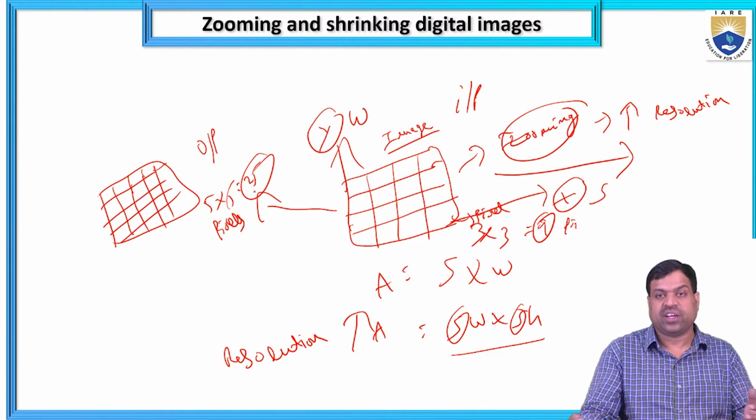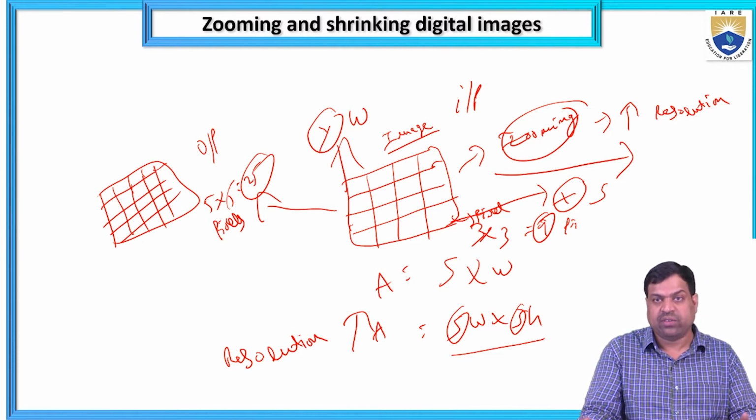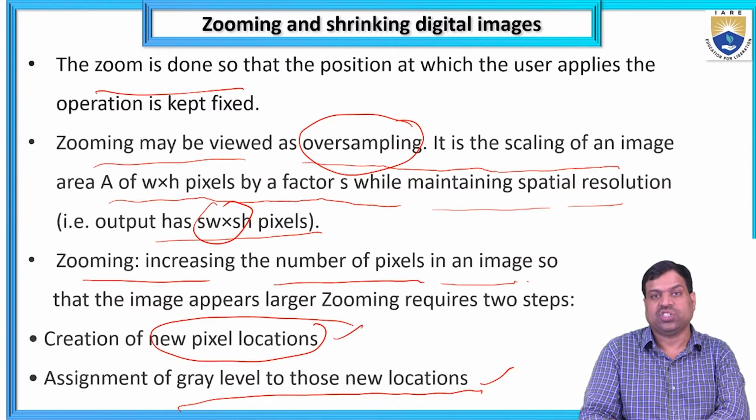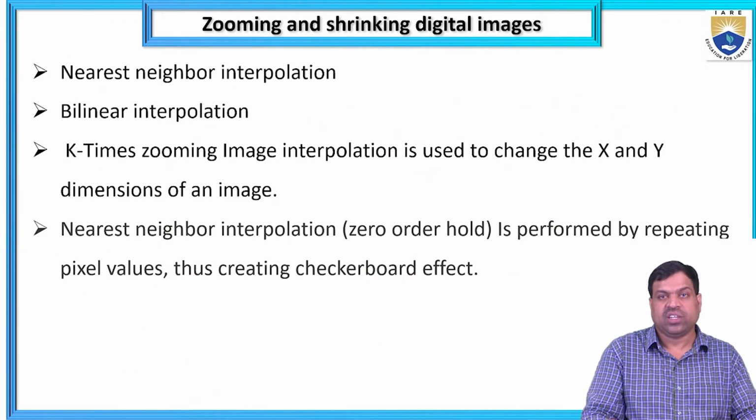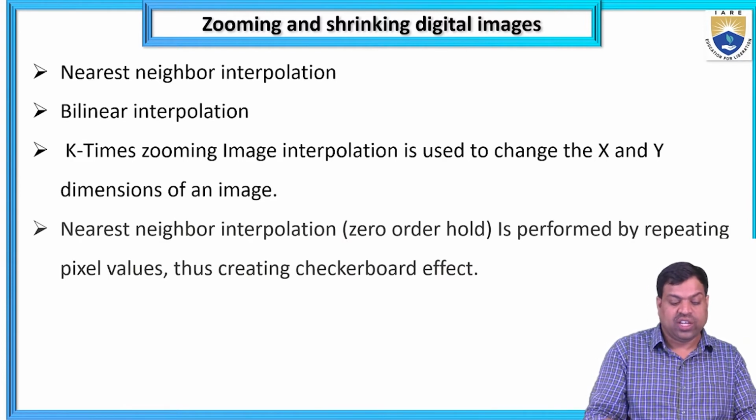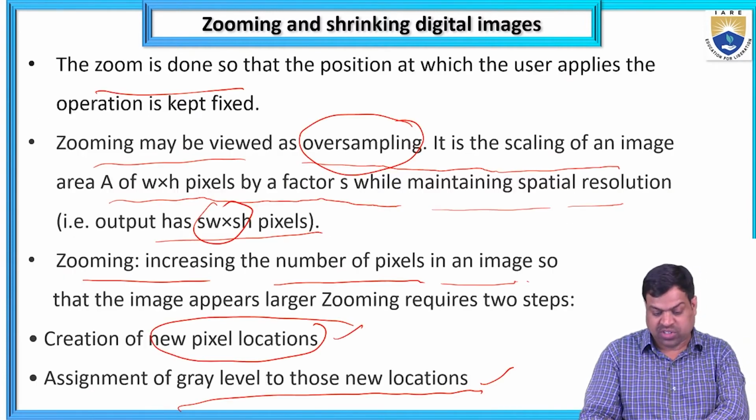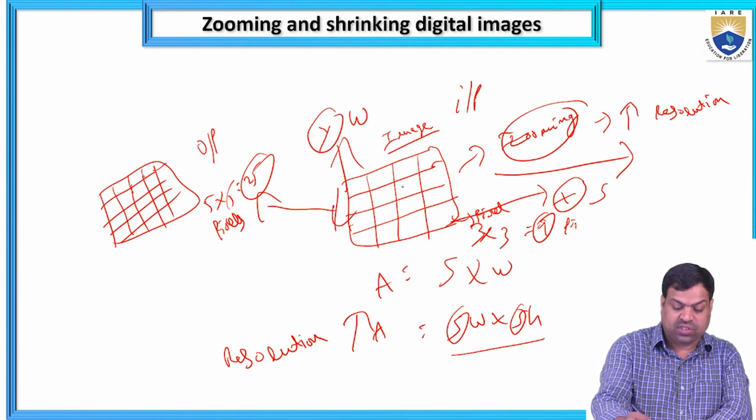So are we increasing the gray levels? Yes, we have to increase the gray levels. Then only the zooming process will happen. So that is a scaling function, and the nearest neighbor interpolation. In nearest neighbor interpolation there are 4 neighbors. Here I am taking 4 neighbors.